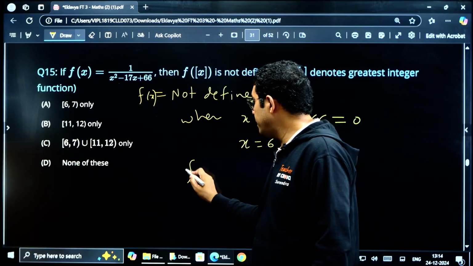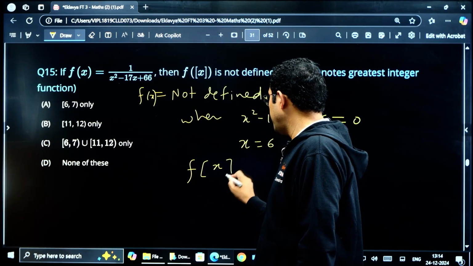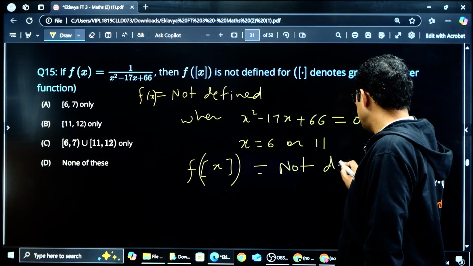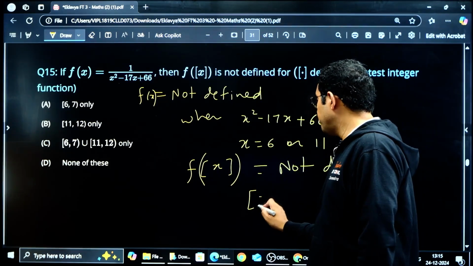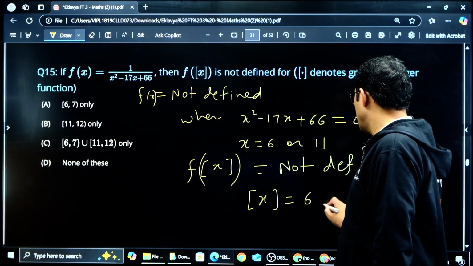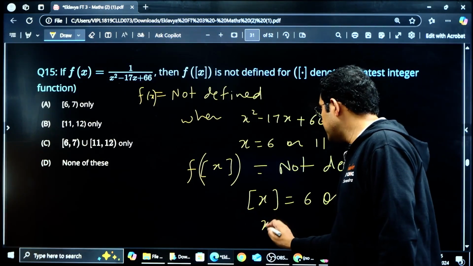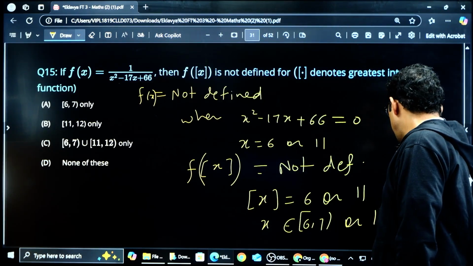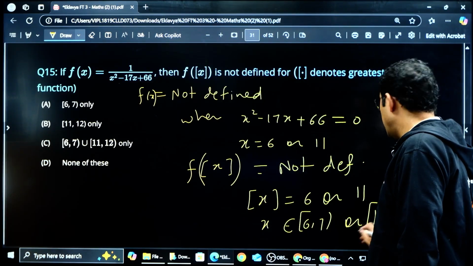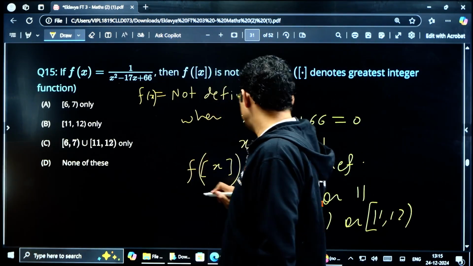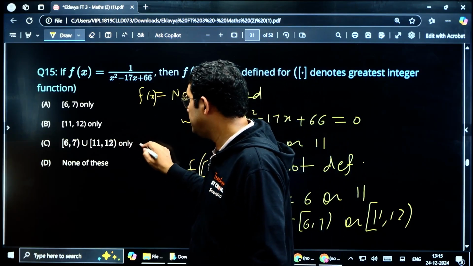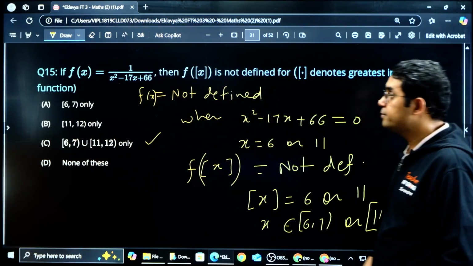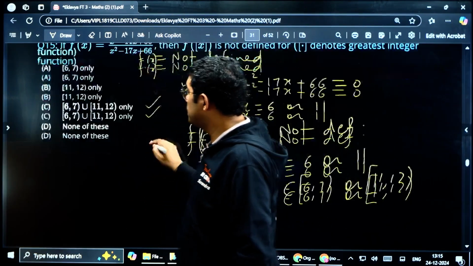But if we are talking about the function f of GIF x, then it will be not defined if GIF of x is either equal to 6 or equal to 11. That means x can take values from 6 to 7 or 11 to 12. So the answer for this question will be C: [6, 7) union [11, 12). Yeah, fine. So moving to the next question, question number 16.